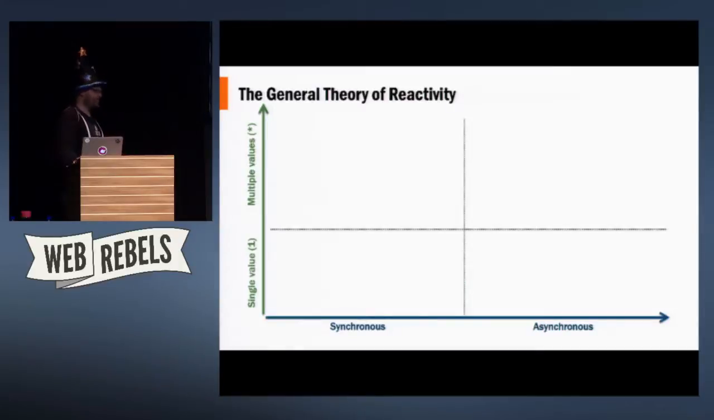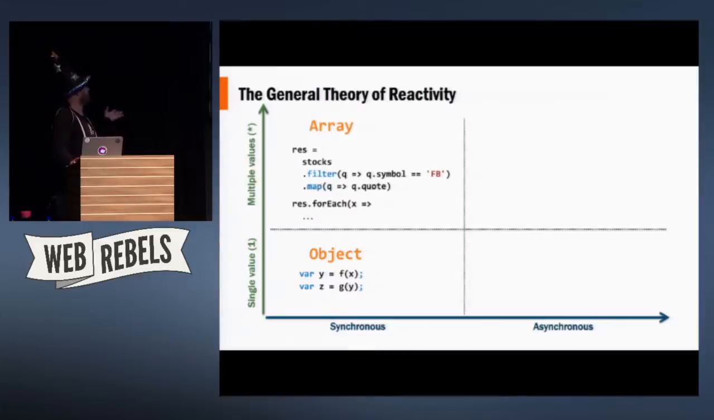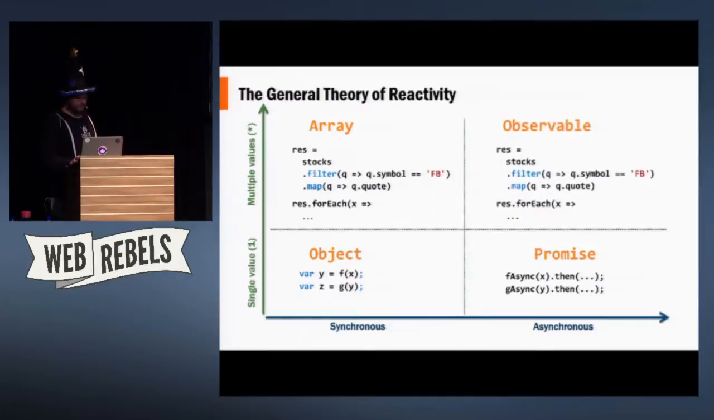Now what's interesting is when we're talking about these kinds of things, we're talking about a different programming landscape. We're talking synchronous versus asynchronous, multiple value versus single value. For single value, synchronous, obviously, you can call a function and you get a value. For an array, you can filter and map and get the stock quotes. For a promise, you can call some asynchronous function and call then on it, and something will happen. And with observable, as you can see here, there is absolutely no code difference between observable and array. The only difference is one is going to be blocking and the other one won't be.